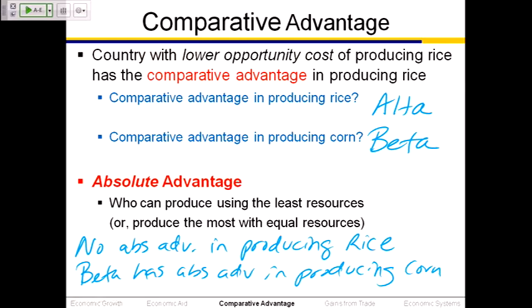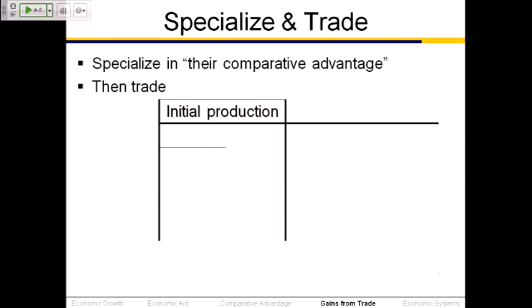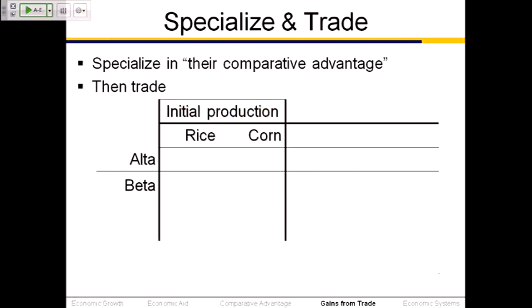The notion of the gains from trade is that when there are these differences in opportunity costs, if there's a legal way to trade, then these economies can specialize in producing the thing in which they have the comparative advantage, and then trade, and collectively there'll now be more output. Suppose that before trade, when they were both trying to be self-sufficient, in Alta they were producing 800 units of rice and 20 units of corn, and in Beta they were producing 100 units of rice and 1,800 units of corn.